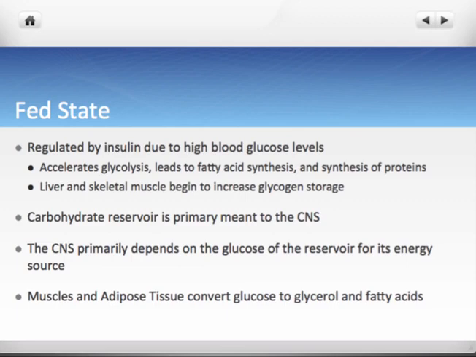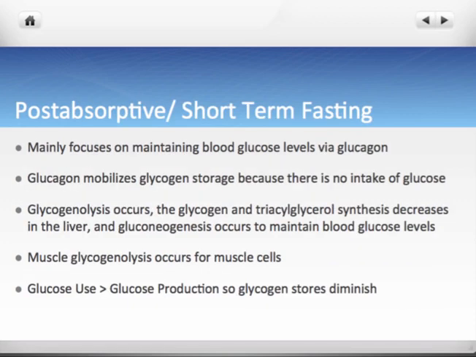The central nervous system, at this point, depends primarily on glucose as its source of energy, and then muscle and adipose tissue convert glucose to glycerol and fatty acids. Then we have the post-absorptive or short-term fasting state. This mainly focuses on maintaining blood glucose levels using glucagon. So this is another one of the hormones that y'all should be familiar with. Glucagon mobilizes glycogen storage because there's no intake. We don't have any glucose being brought in from our diet during this stage, and so glucagon's going to be worried about glycogen storage there.